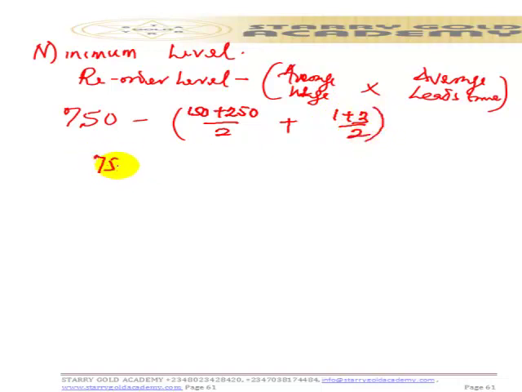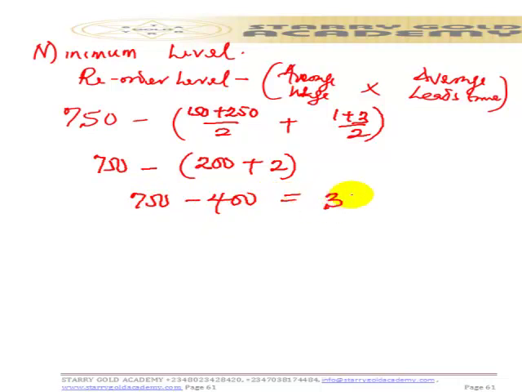So I have 750 minus, 150 plus 250 is 400 divided by 2, that is 200, times 1 plus 3 is 4 divided by 2, that is 2. So 750 minus 400, that will be 350 units. That's our minimum level.